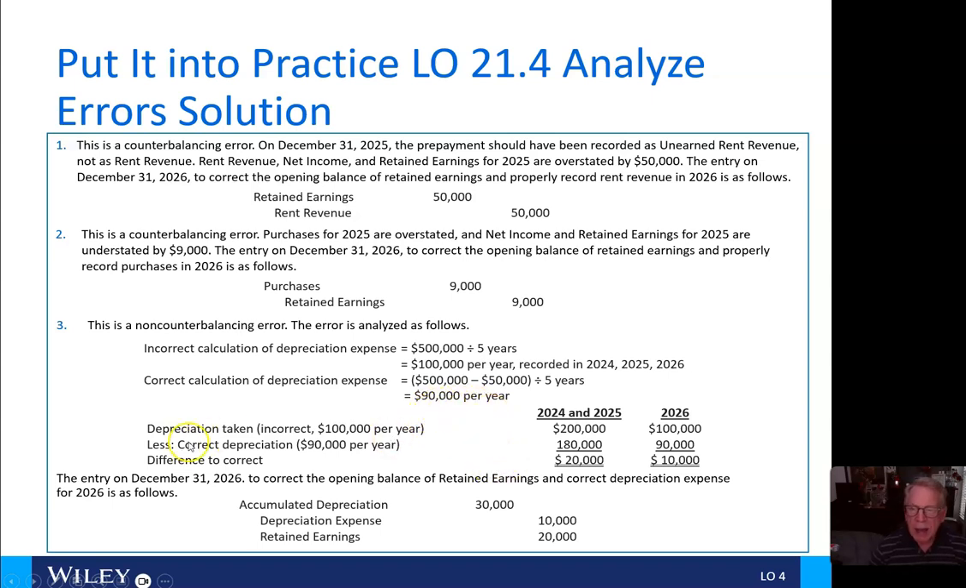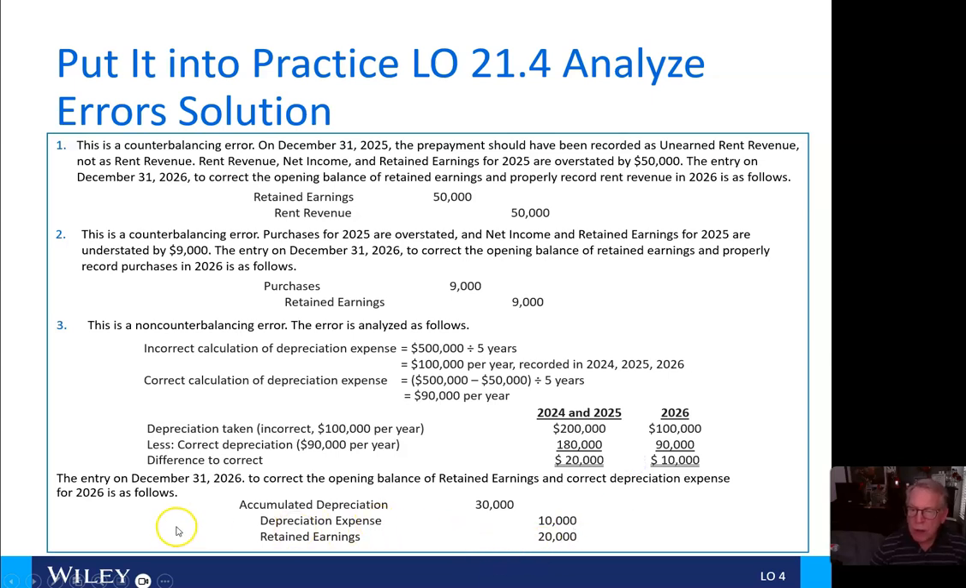So if we did that, then we're going to take the depreciation that we did take, which was incorrectly taken at $200,000 for 2024 and 2025, and $100,000 for 2026. It should have been $180,000 for 2024 and 2025. That would be $90,000 per year times 2, and $90,000 here in 2026. So the difference then to correct is going to be $20,000 for 2024 and 2025, and $10,000 here for 2026.